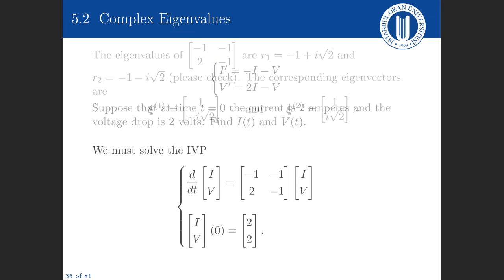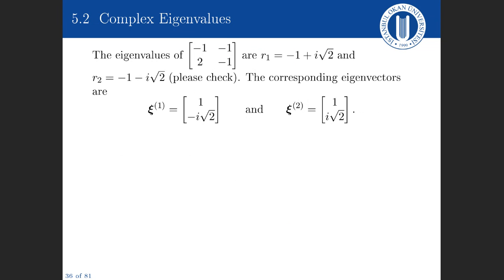So we need the eigenvalues and the eigenvectors. Here they are. I'm just going to tell you that the eigenvalues are minus 1 plus i root 2 and minus 1 minus i root 2. I'll leave that for you to check. And the corresponding eigenvectors are (1, minus i root 2) and (1, i root 2). Again, I leave that for you to check.